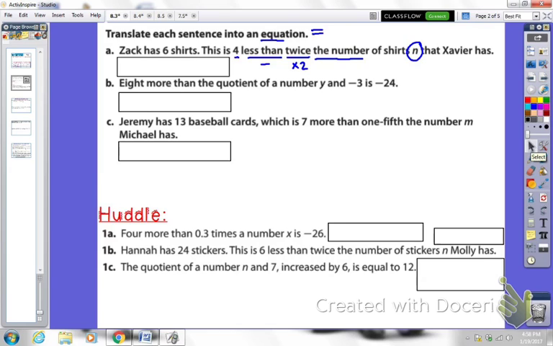So to translate that into an equal sign, look for the word is, which is right here. Okay, sorry, that stopped there for a minute.